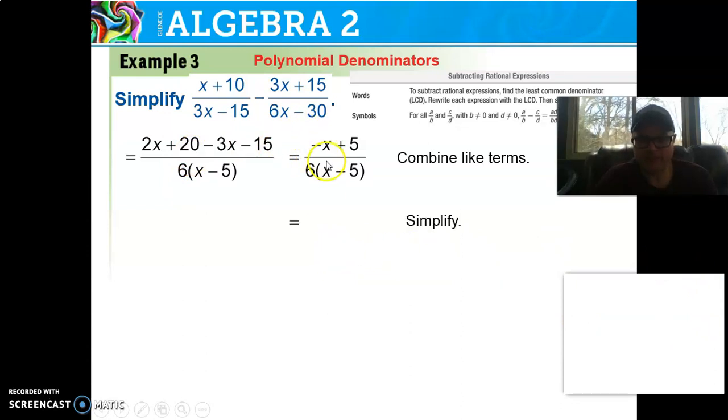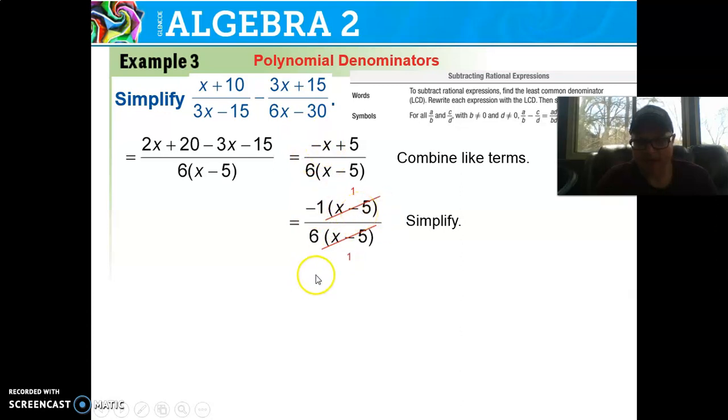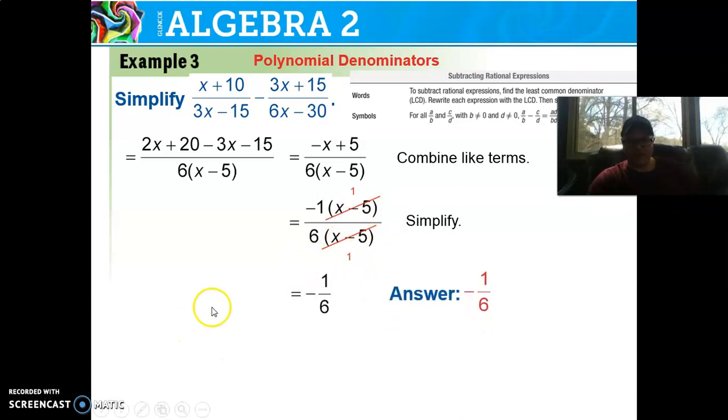And when we simplify this, if we factor out the negative, then we can leave it as x minus 5, and then we can cancel it out with the x minus 5 on the bottom, leaving us with a final answer of negative 1/6.